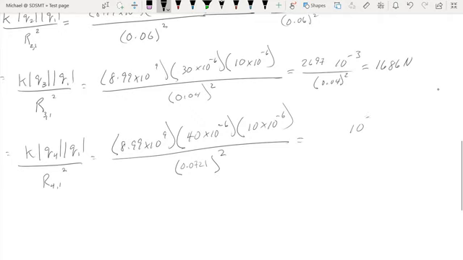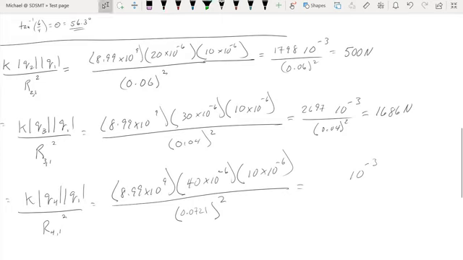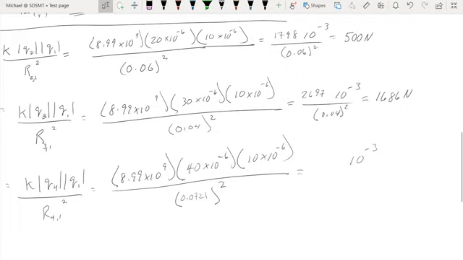Now, again, we have all of our powers in the numerator that are going to reduce down to 10 to the minus 3. The values in the numerator, if you notice, the only difference between this and the first line is that we should have twice as much. So instead of the 1798, we should have 3596, and that's going to be divided by our 0.0721 squared. Times our 10 to the negative 3 power is resulting in approximately 692 newtons.